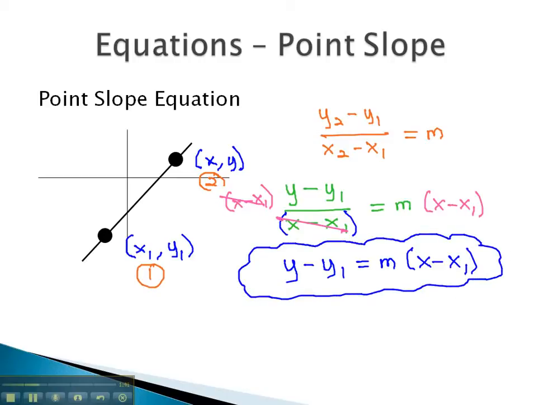It is much more powerful than the slope-intercept formula because it works for any point that we know, x comma y, and slope. If we know a specific point that we can plug in for the x1 and y1 and the slope, we can quickly find the equation of the line.